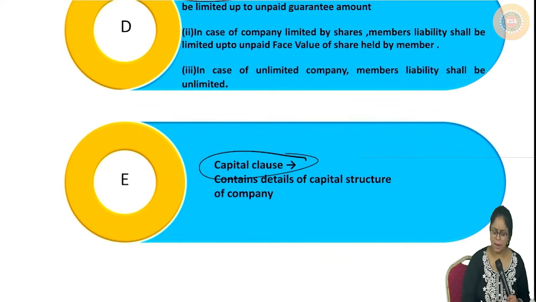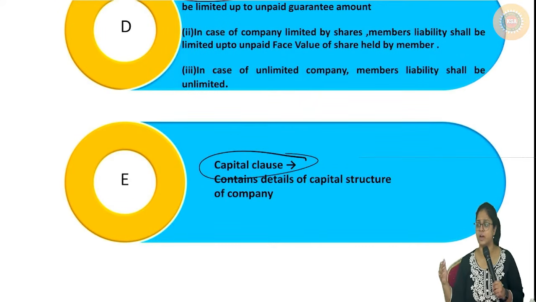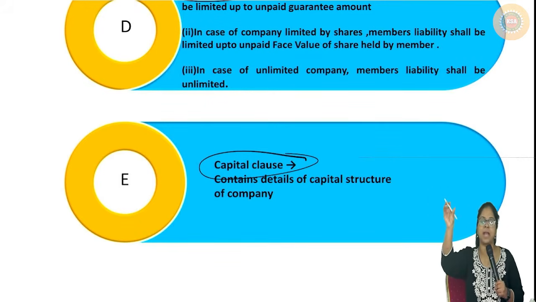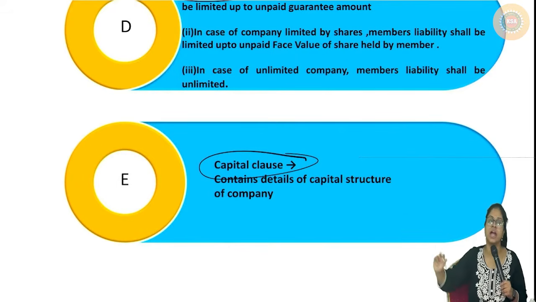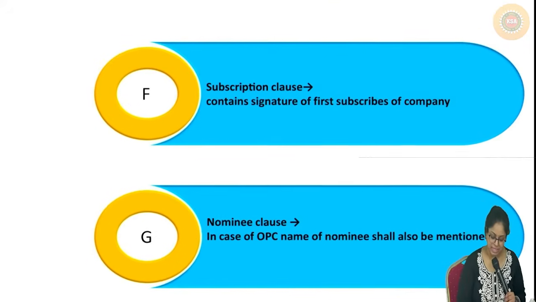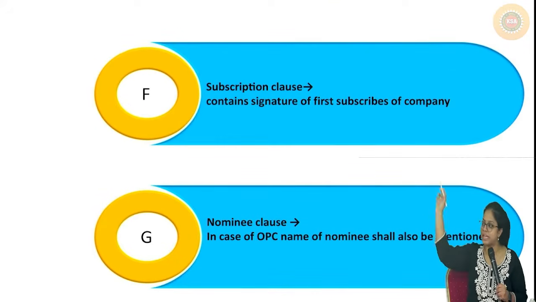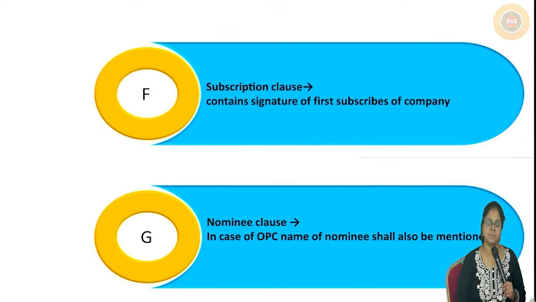Next is the capital clause. You have studied in your accounting, when you do accounting for companies, you have studied, right? Authorized capital, paid up capital. All of this you will write: what is the authorized capital amount, what is being subscribed. All of that you will be writing in your capital clause. And then comes your subscription clause. In capital, you will write the authorized capital. In subscription, you will write how much has been subscribed.